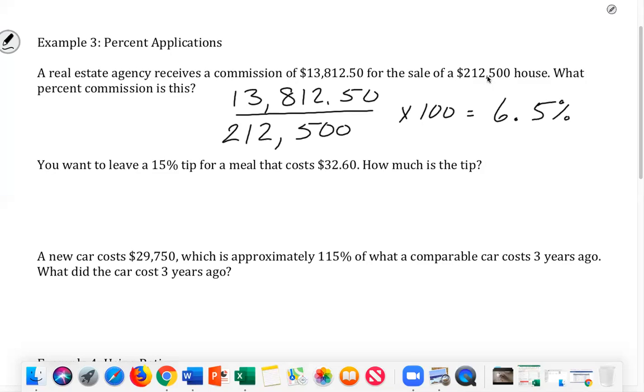And the answer is yes, because when you buy or sell a house, each real estate agent gets roughly 3%. And 6% would make sense.